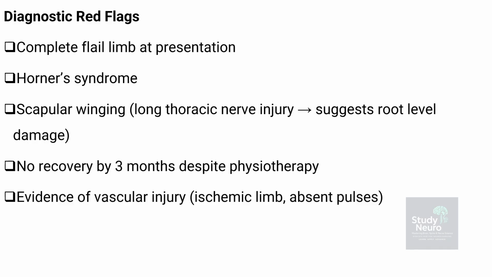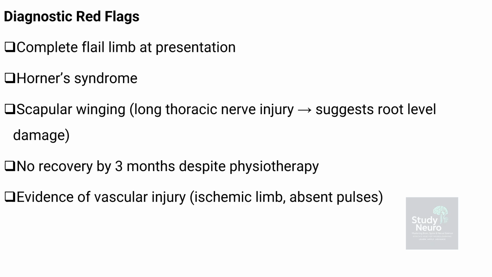Certain warning signs or red flags signal a more serious brachial plexus injury. A completely flail limb at presentation is one of the most concerning. The presence of Horner's syndrome or a winged scapula, which points to long thoracic nerve involvement, also suggests significant root-level damage. If there's no improvement after 3 months of physiotherapy, that's another red flag, indicating the injury may be severe.